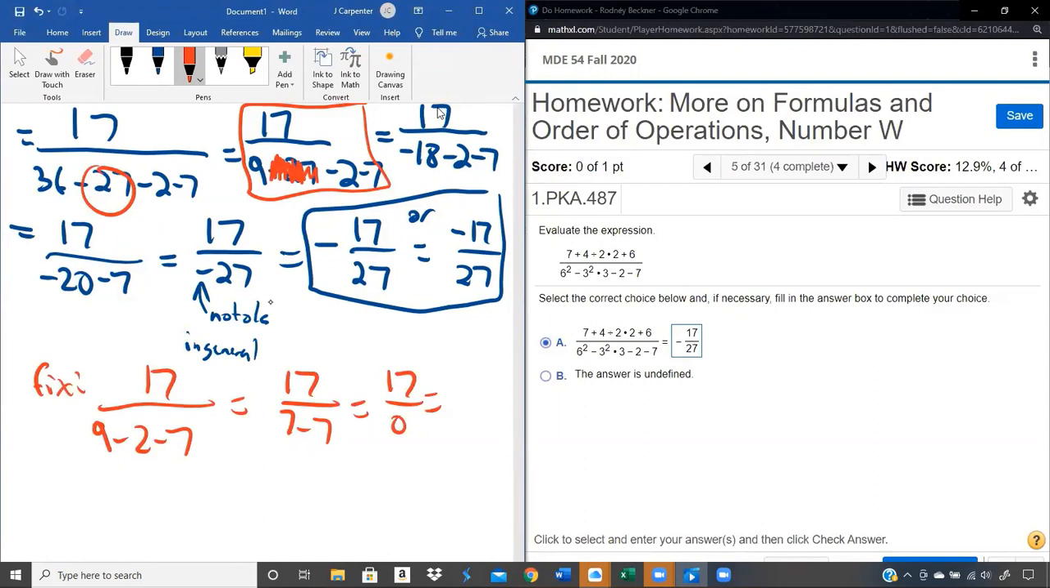So the question is, which is it? Is 0 divided by anything 0, or is anything divided by 0, 0? Which is it? Well, it's undefined. You cannot divide by 0.